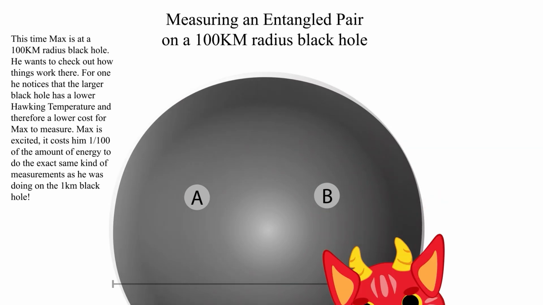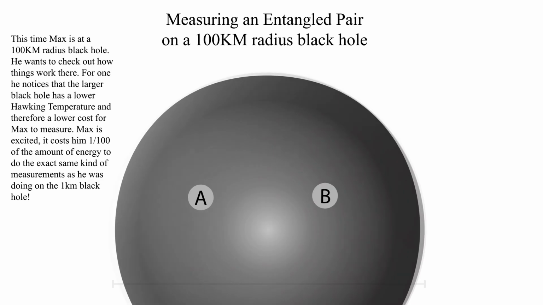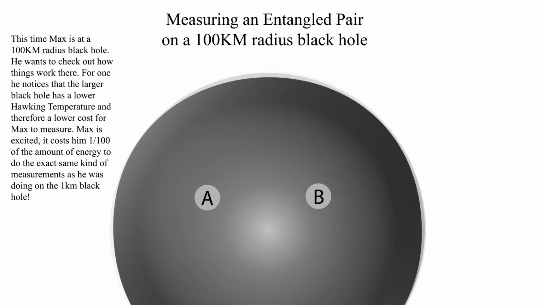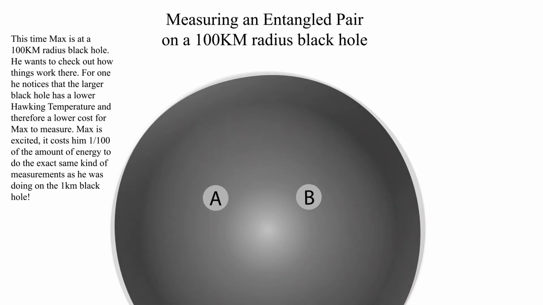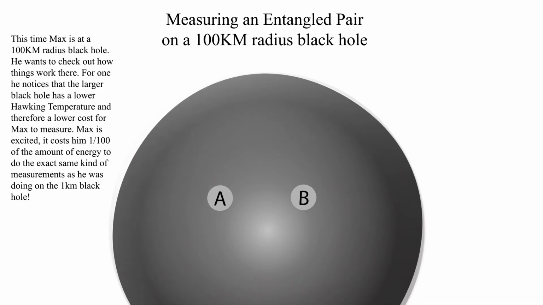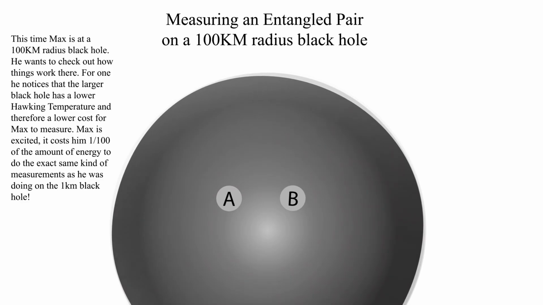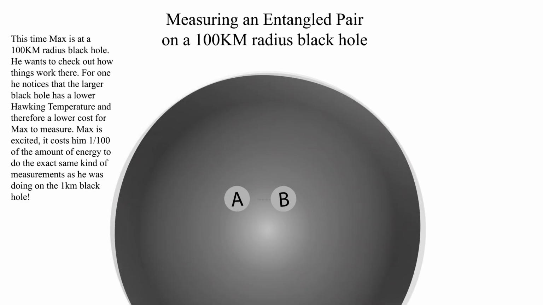This time Max is at a 100-kilometer radius black hole, and he wants to check out how things work here. For one, he notices that the larger black hole has lower Hawking temperature and therefore a lower cost for Max to measure. Max is excited. It costs him 1/100th of the amount of energy to do the exact same kind of measurements as he was doing on the 1-kilometer black hole.